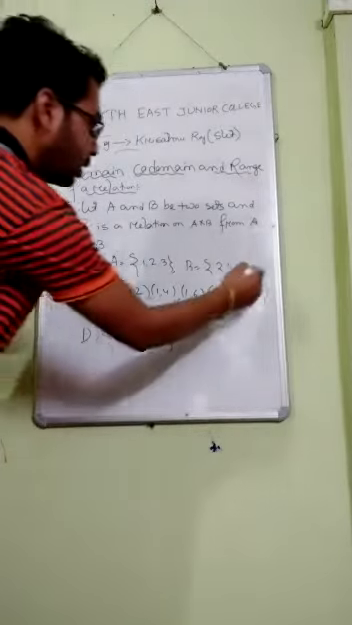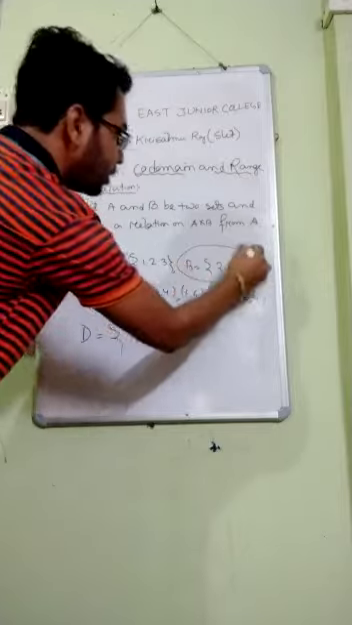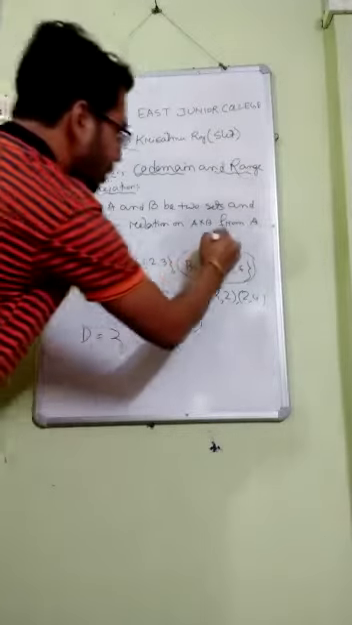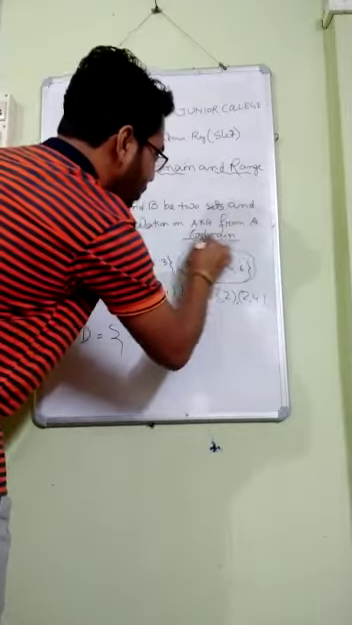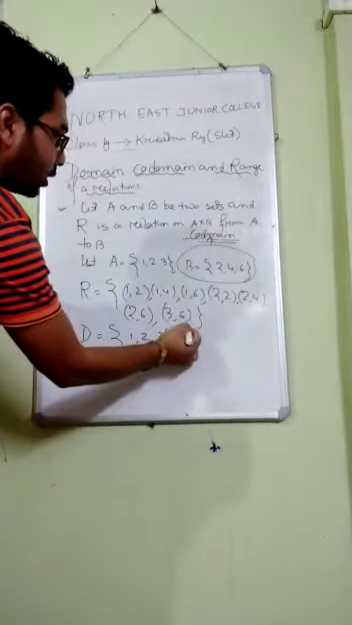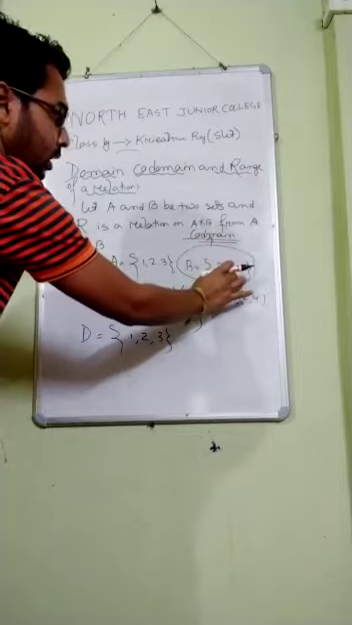Now what is the codomain? Codomain is nothing but the whole second set B. This B is called the codomain. It has no relation with your R. It is simply the second set.